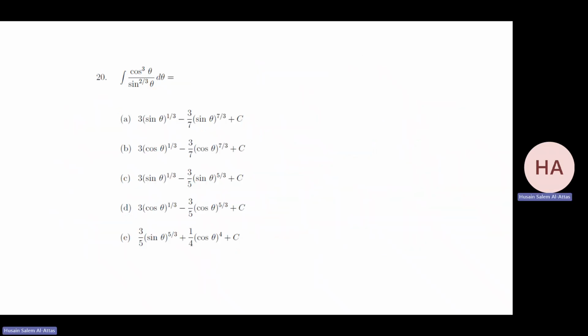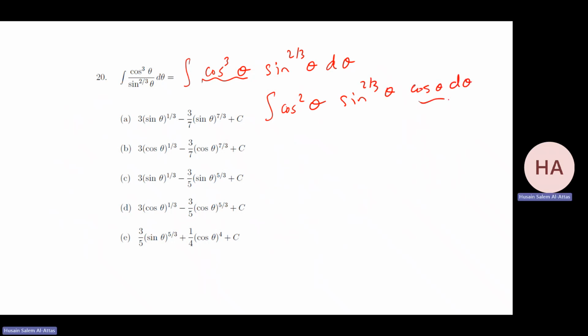Cosine cubed, I have the power of cosine is odd. That's it, this is what I need: cosine cubed, sine to this fraction. Now what I will do, I need to take one cosine, times cosine theta d theta, that will be my du. So I need to change the rest into sine. So I have 1 minus sine squared theta times sine to the 2 over 3 theta cosine theta d theta.